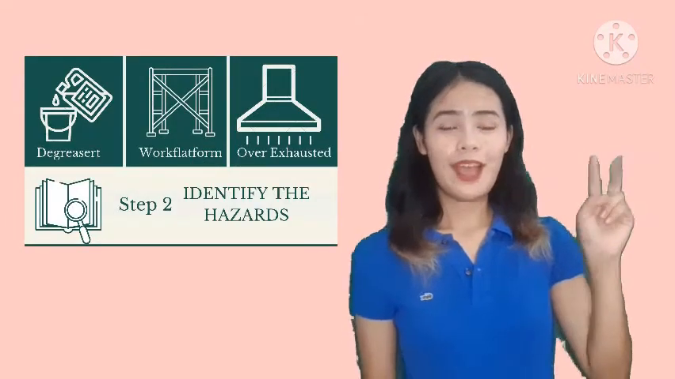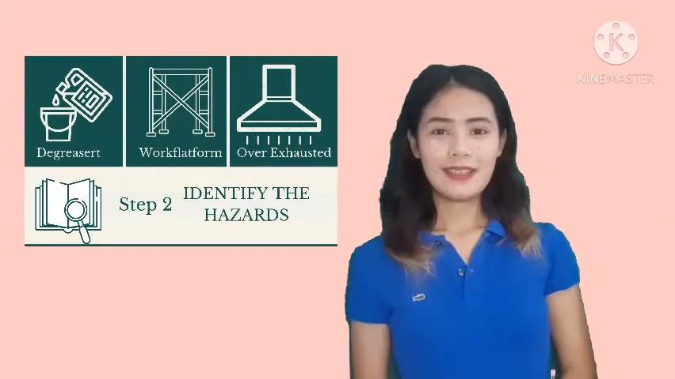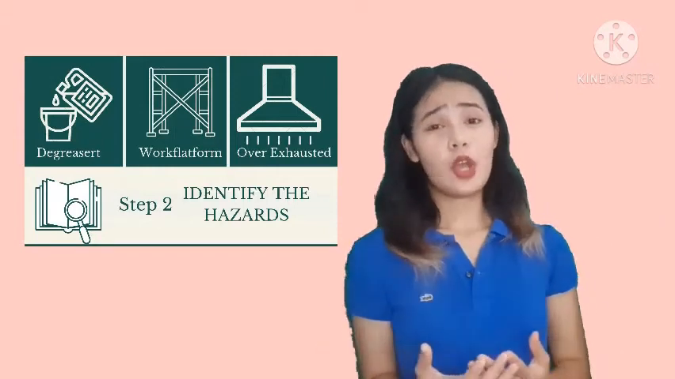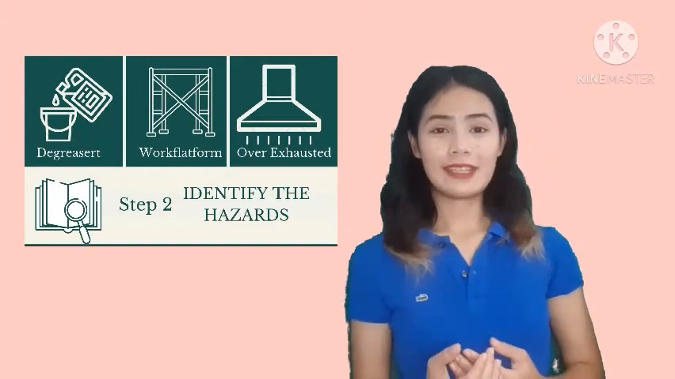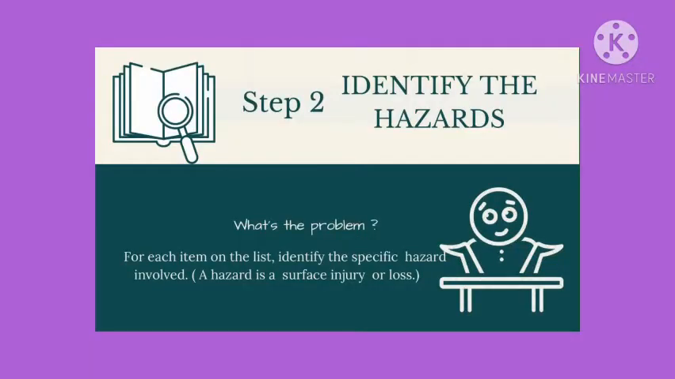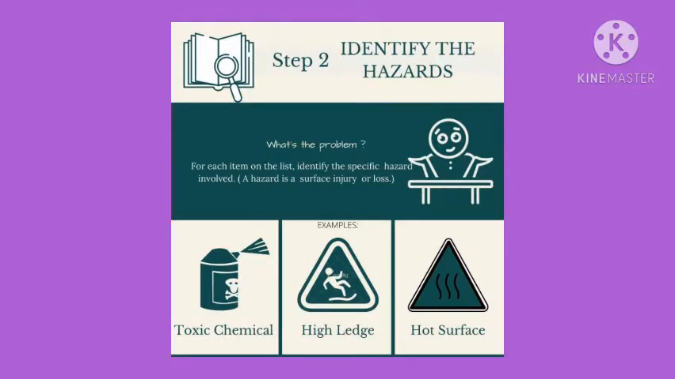Step 2. Identify the hazard. By identifying the hazard, we can find or record the possible hazards in our workplace. What's the problem? For each item on the list, identify the specific hazard involved. For example, toxic chemical, high ledge, and hot surface.